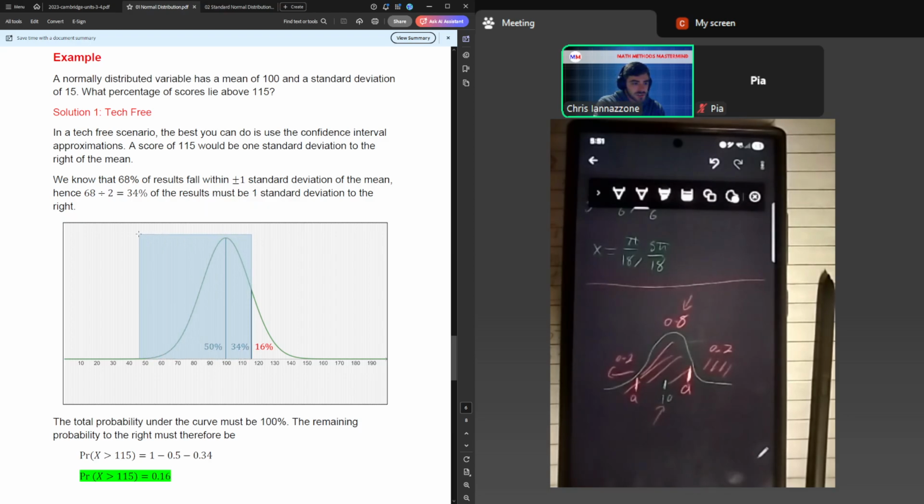So if all of this is 50 and 34, is the addition of 50 and 34, then reminder that all the total area has to add up to 100. So all you do is you add these two things together, take it away from 100, and that's going to get you your 16%.